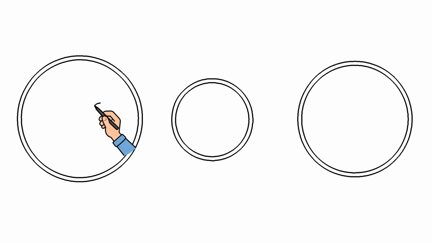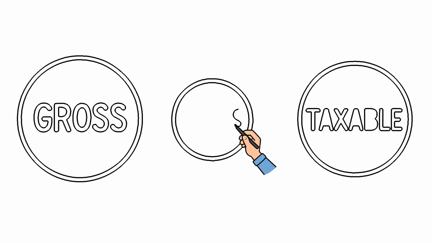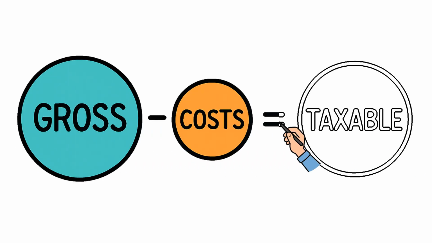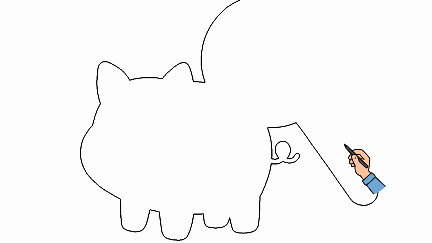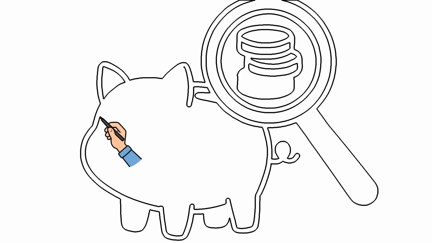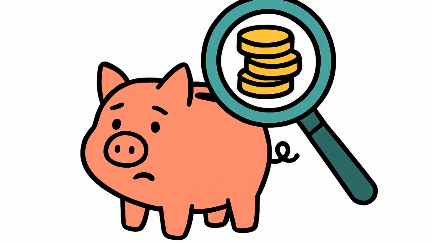Mistake 2. Calculating off your gross income instead of your net. Estimated taxes are based on your taxable income, which is the amount left after you subtract your business expenses. If you forget to subtract your deductions, you'll wildly overpay and tie up cash you could be reinvesting into your business.